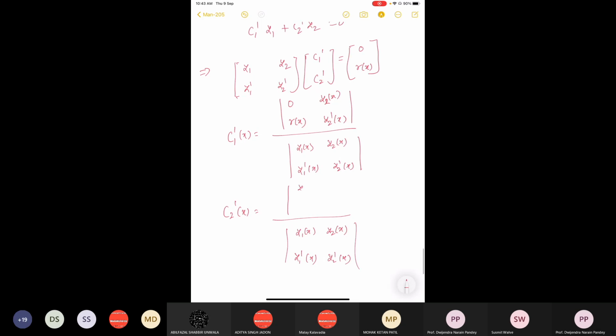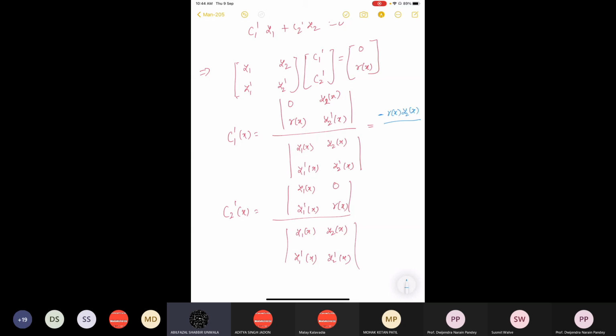Now, how do I make sure that the denominator is not vanishing? Yeah. So this I can write as minus r of x y2. If we know that y1 and y2 are solutions, then their Wronskian is non-zero.